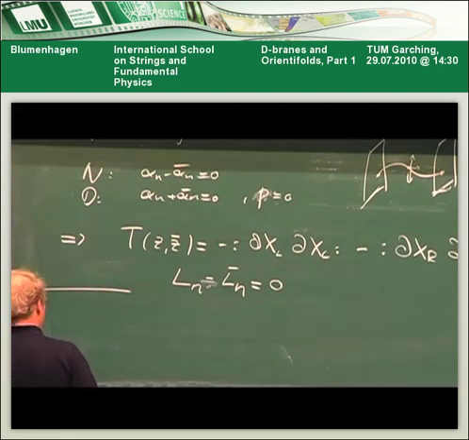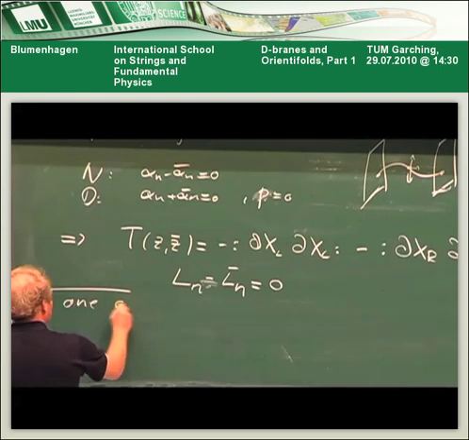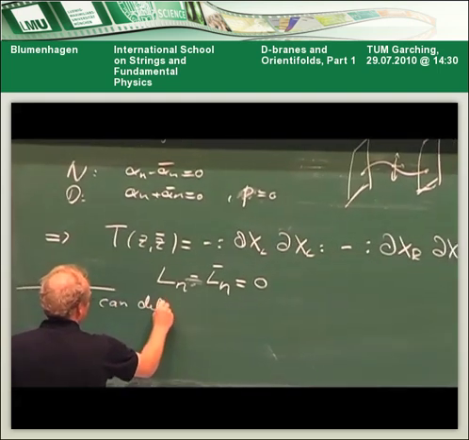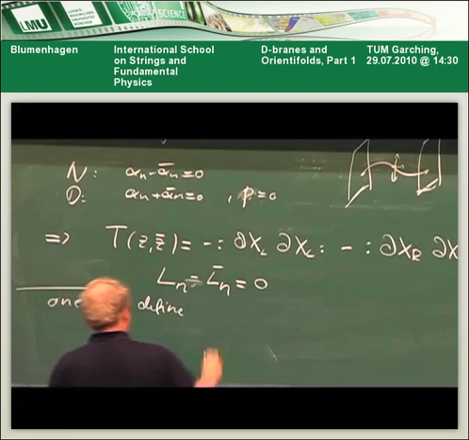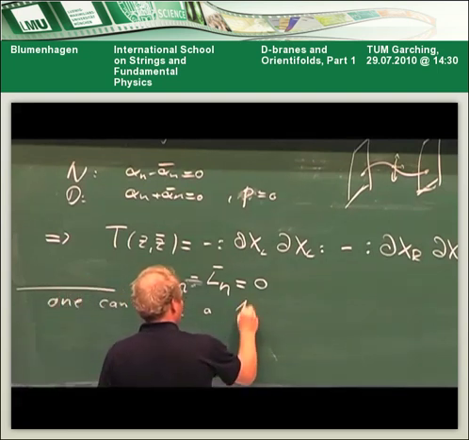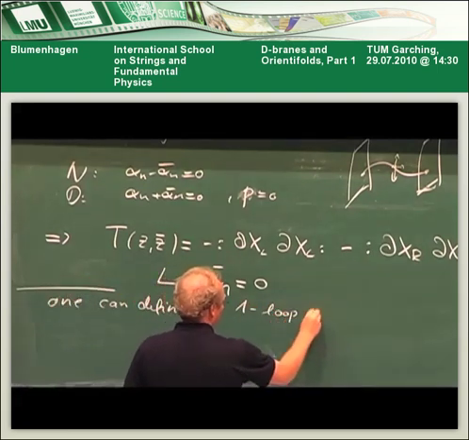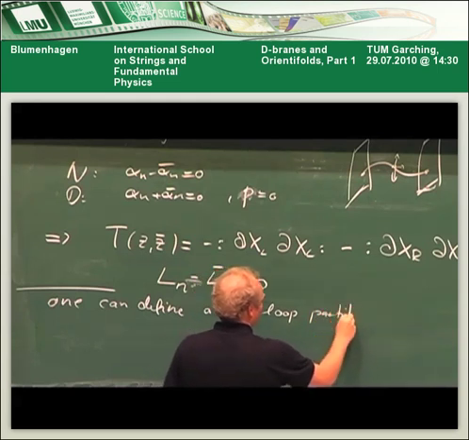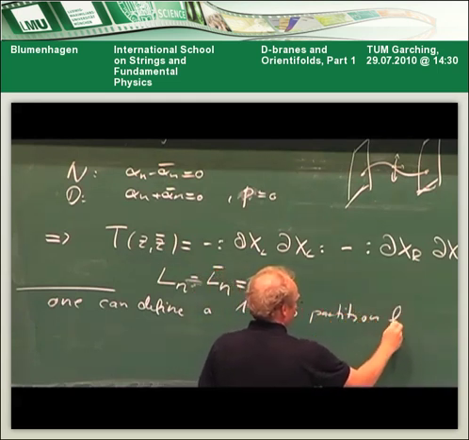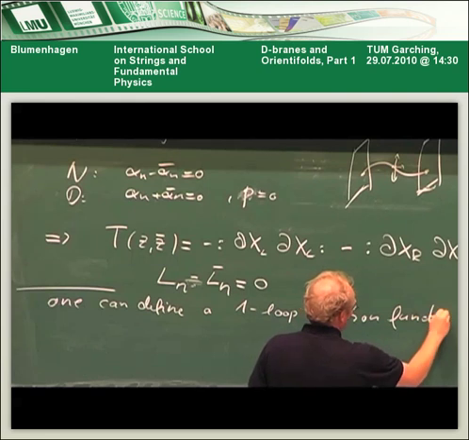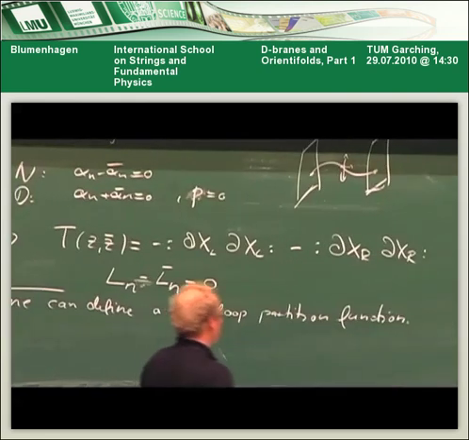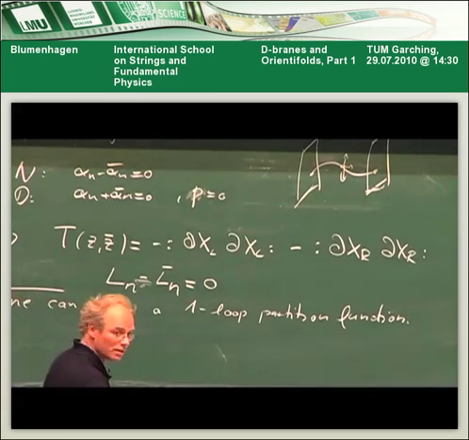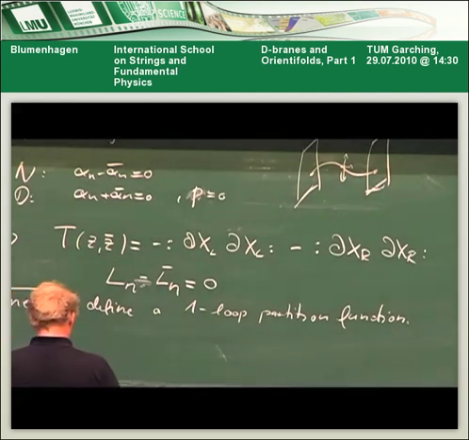So one can define a one-loop partition function of the open string. Physically, this is related to what is called the one-loop cosmological constant. It's a one-loop diagram, so there are loop corrections to the background energy of my vacuum, and this is what this one-loop partition function tells you.